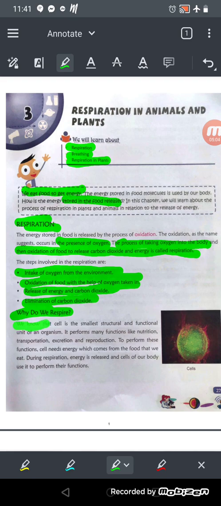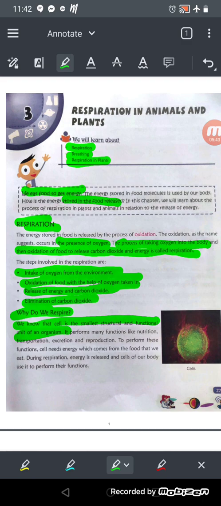We know that the cell is the smallest structural and functional unit of an organism. In class 8 especially, we'll learn thoroughly about the cell. So the cell is the structural and functional unit of an organism. We all are made up of cells, and our structure is because of the structure of cells. The different functions of our body are because of the cells only. So it performs many functions like nutrition, transportation, excretion, and reproduction. Different cells perform different functions in our body.